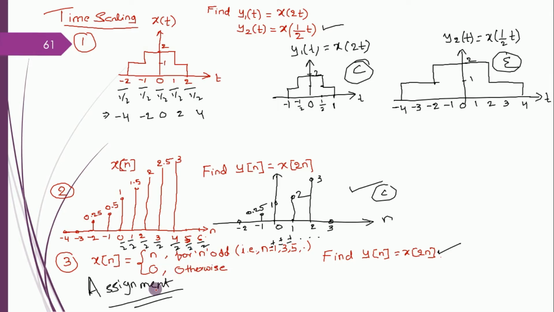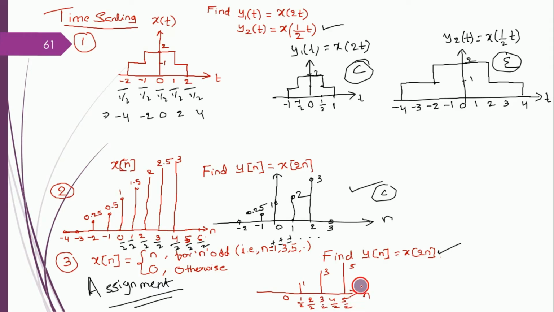Yeah, this was the assignment. x of n is equal to n for all n odd, zero otherwise. In this case, if you try to scale down by 2, x of n would look like this. I'll concentrate on the positive side, the same will be on the negative side. 1, 2, 3, 4 and 5. At odd values you have the same value of n: you have 1 here, 3 here, 5 here, and it goes on.